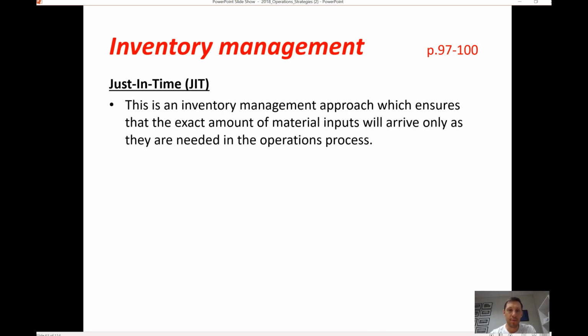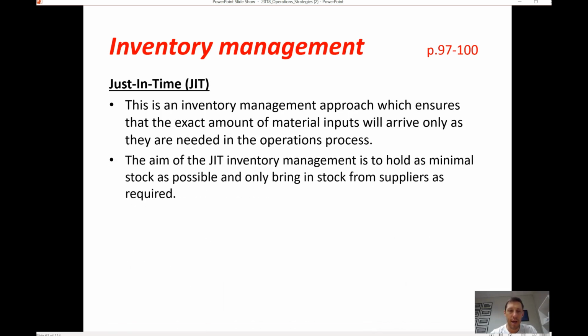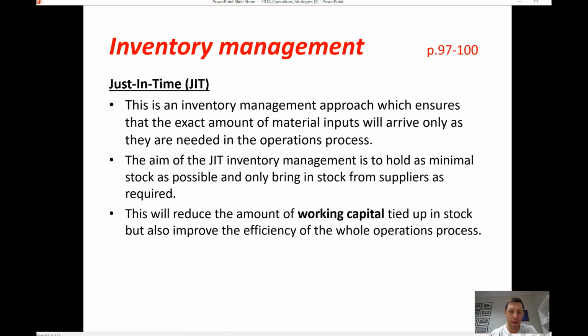Then you've got just-in-time inventory management, which, as the name suggests, is having inventory delivered or arriving in the store only as it is needed in the operations process. So the aim of just-in-time inventory is to hold as minimal an amount of stock as possible, which means you're not using storage space and you're not risking obsolescence and items going out of fashion, for example. It reduces the amount of working capital tied up in stock because you don't have as much stock.